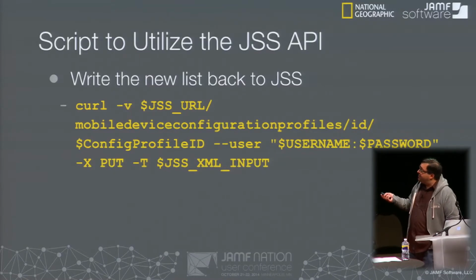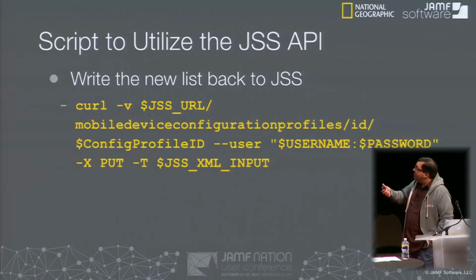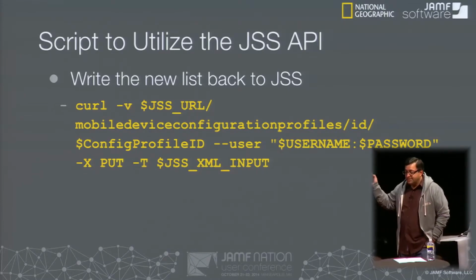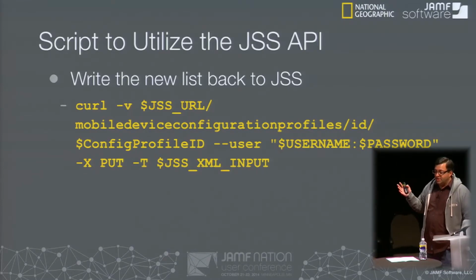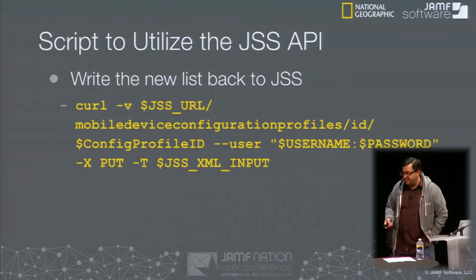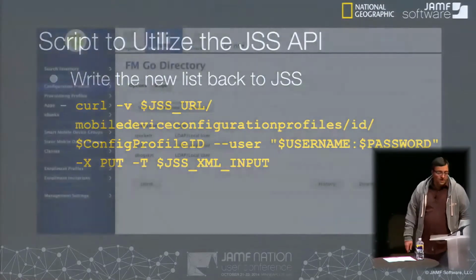This is the command that we use to write back into the JSS. Again, it's curl. We're going to the mobile config profile, the ID, and this time we're not limiting to the scope because you can't write just to the scope. So that's the XML file takes care of that, and then your username and password. And this time we use PUT, and the -T flag is to tell curl that we're going to be using a file, and then we point it to the file that we're uploading.